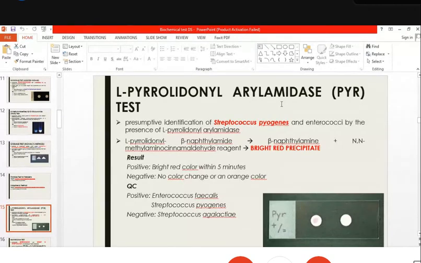Di ba sabi natin, pag nasa enzyme tayo, ano ang role ni enzyme natin? Sabi natin dyan, it is presumptive identification of group A beta hemolytic streptococci and enterococci based on the activity of the enzyme pyrrolidonyl arylamidase.